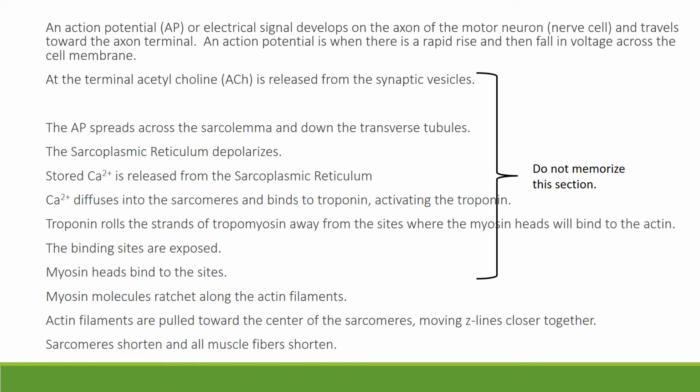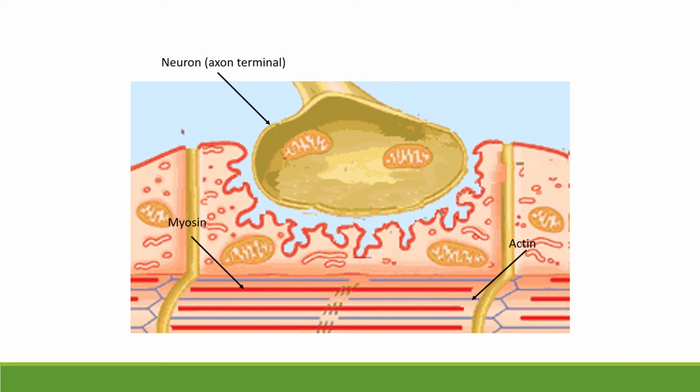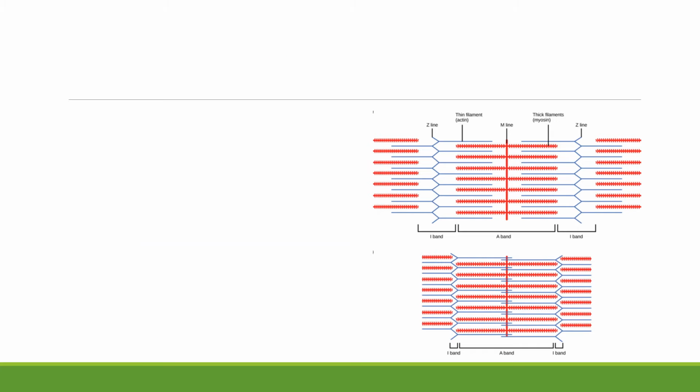The binding sites for the myosin heads are exposed in this process, and the myosin head binds to these sites and ratchets along the actin filaments. The actin filaments are pulled toward the center of the sarcomere, moving the Z lines closer together. Sarcomeres shorten and all muscle fibers shorten. Again, this animation can be found under Week 5 materials if you're unable to get it to play in your PowerPoint slides. Let's go back and review a few things from the previous lecture.